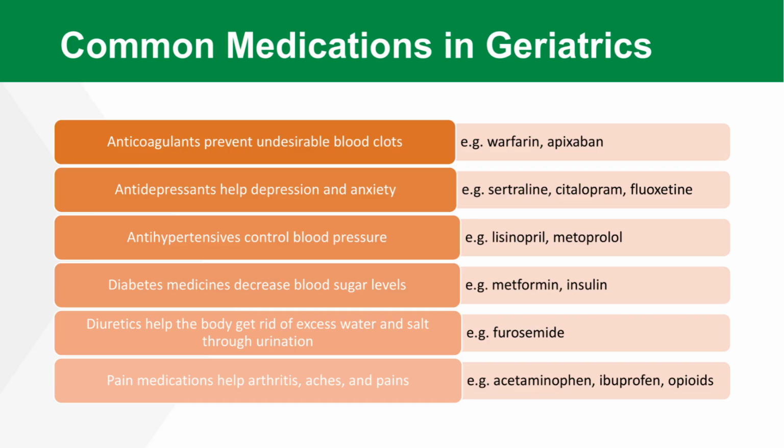Antihypertensives are used for blood pressure control. Examples include lisinopril and amlodipine. Diuretics help the body get rid of excess water and salt through urination. Furosemide is often prescribed. Pain medications help with arthritis and other aches and pains. Examples include acetaminophen, ibuprofen, and opioids, which should always be used with caution.